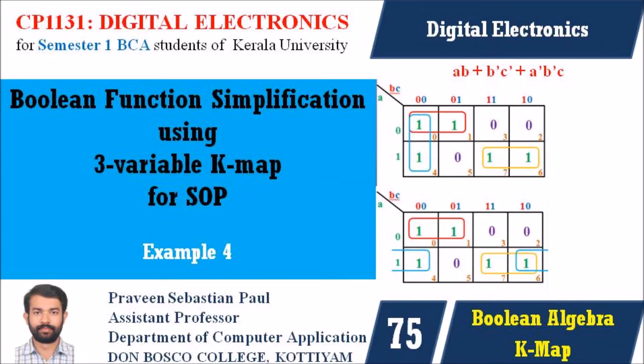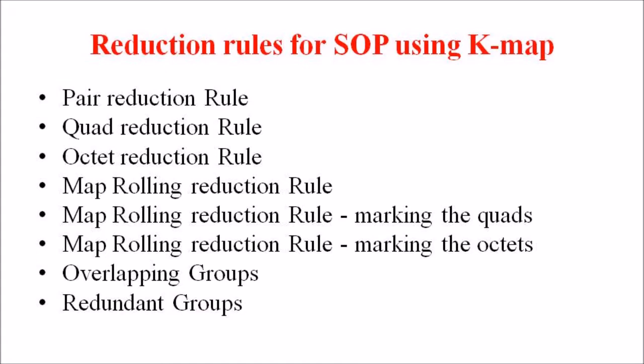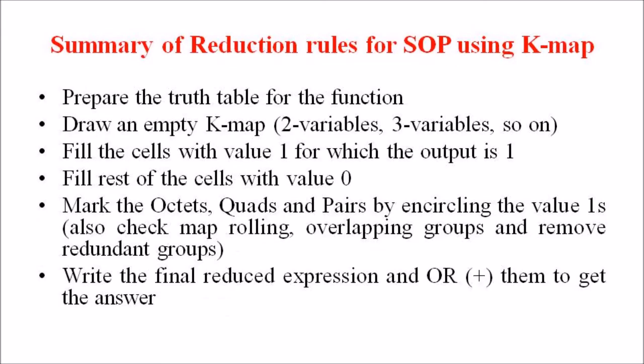In this lecture, we are discussing example number 4 for Boolean function simplification using a 3-variable K-map for the SOP representation. So my dear students, in lecture number 71, we had discussed the different rules for SOP reduction using K-map. Those rules include pair reduction, quad reduction, octet reduction, map rolling reduction, overlapping group and redundant group rules. These rules are detailed in lecture number 71. So dear students, kindly go through lecture number 71 and continue this lecture.